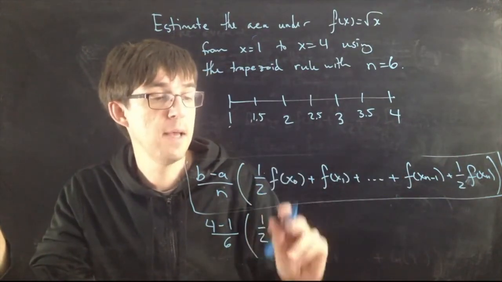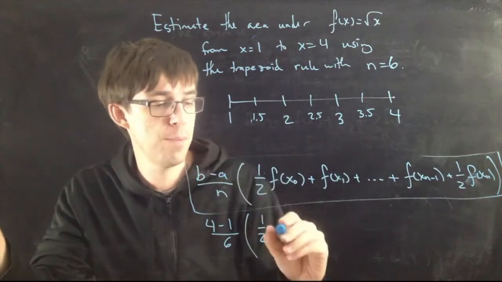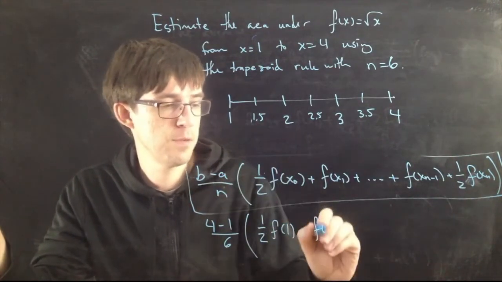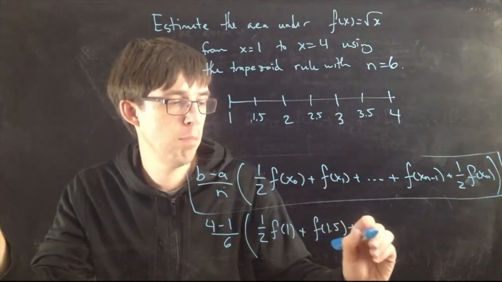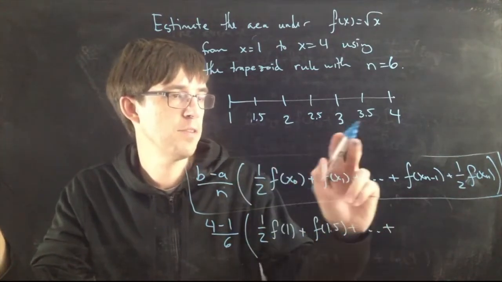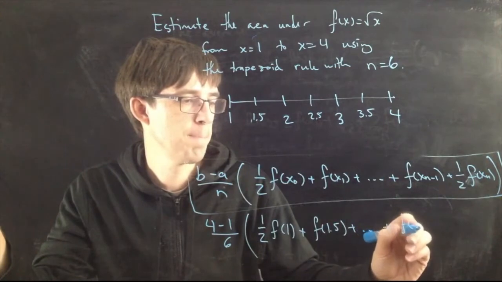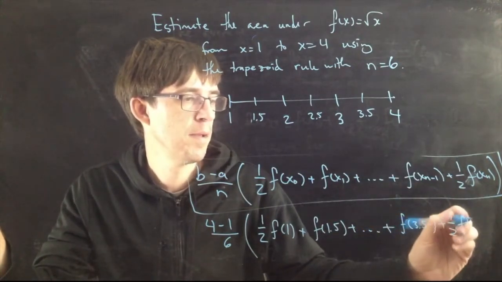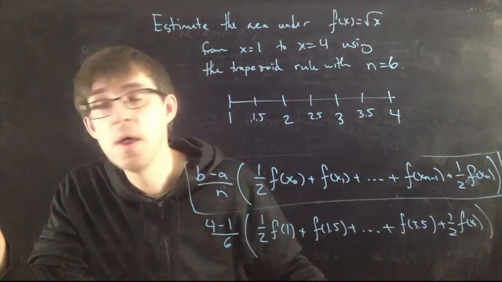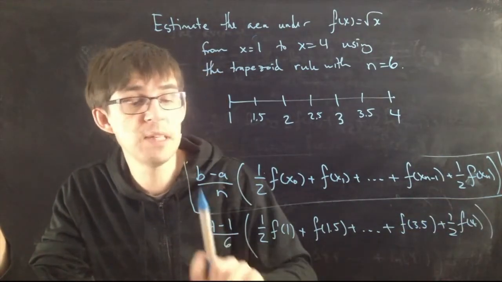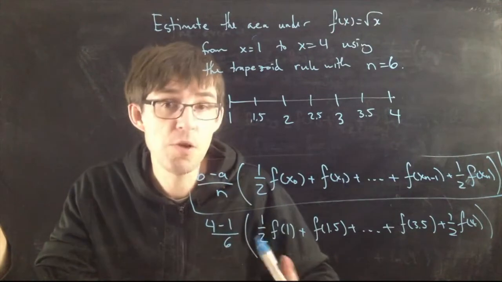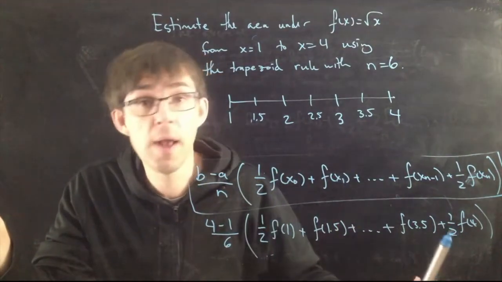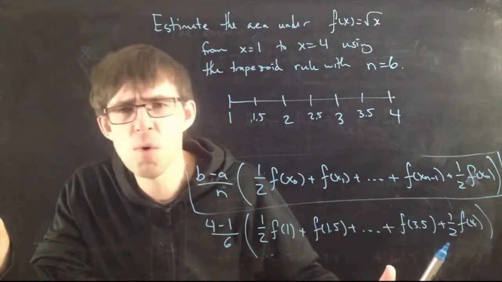And you just plug things into the formula. I put 1/2, and then f of the first point here would be f of 1, plus f of the next point is 1.5, plus all the way down to f of 3.5. And then finally plus 1/2 f of 4. All right, so the trapezoid rule says you put delta x on the outside, and then you use every value, but you got to put a 1/2 on the first one and a 1/2 on the last one. That's not so hard to remember, is it?